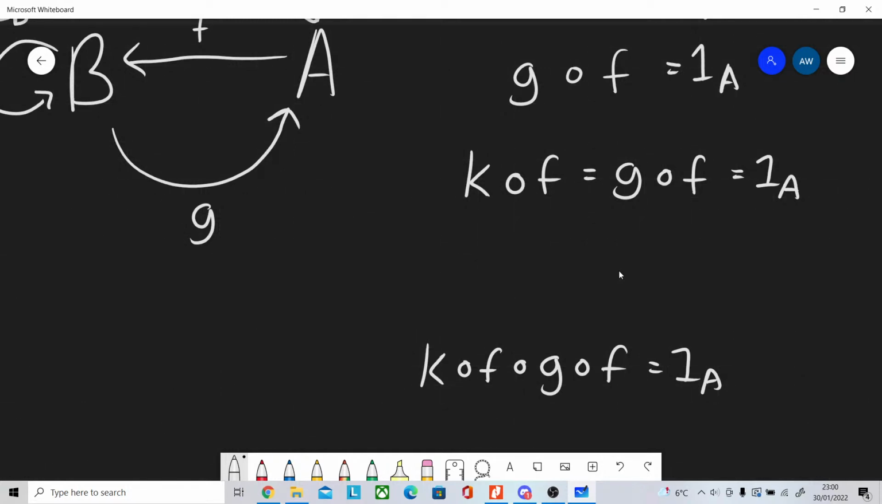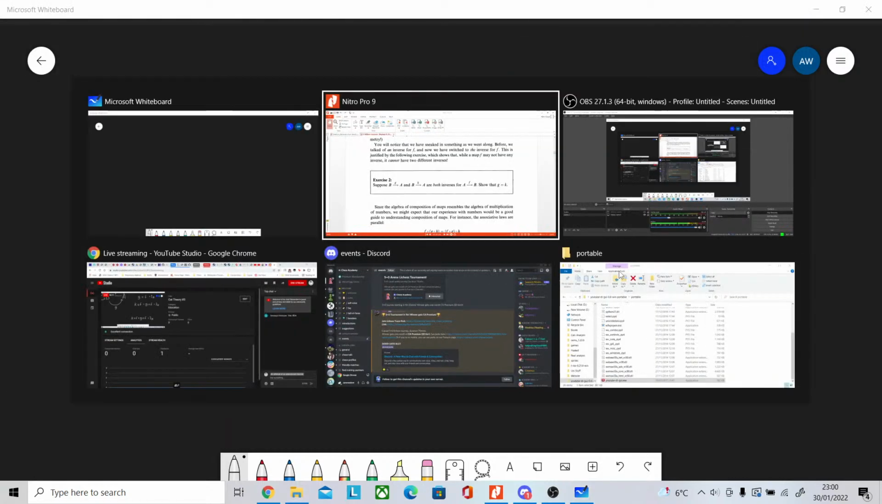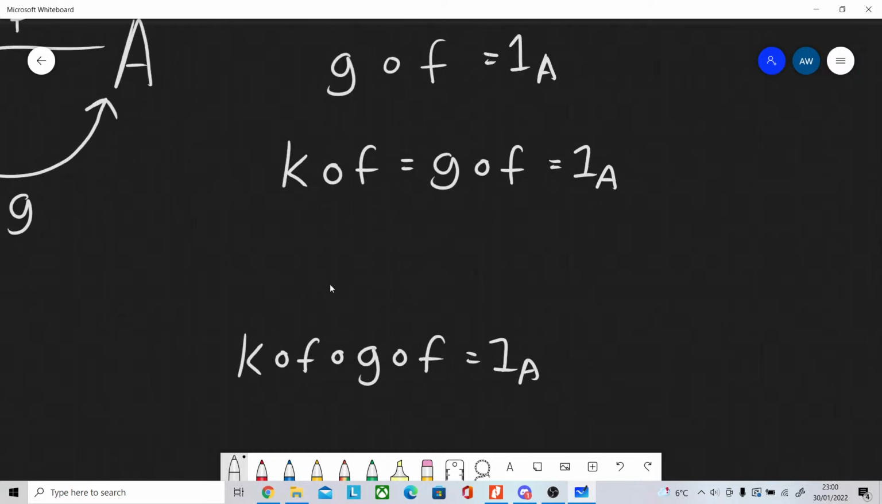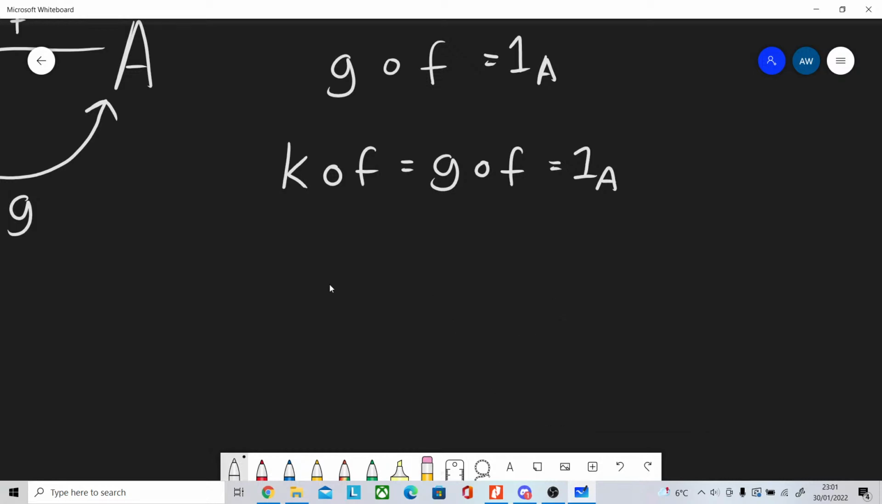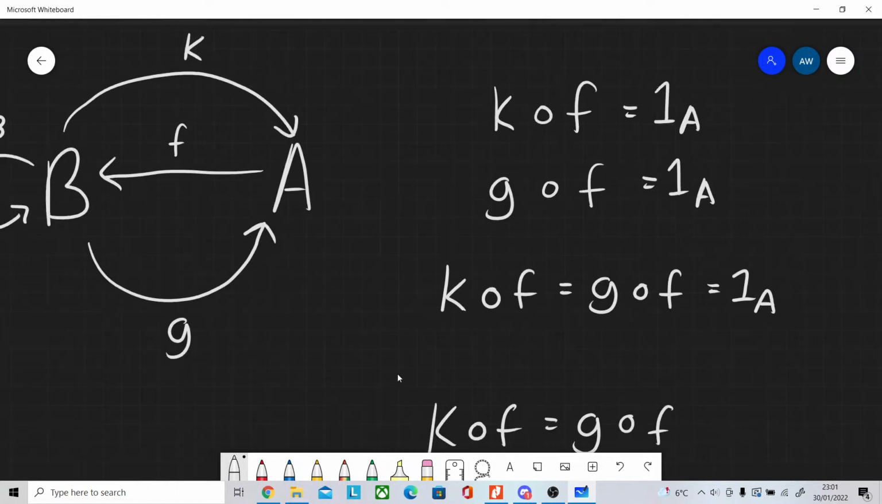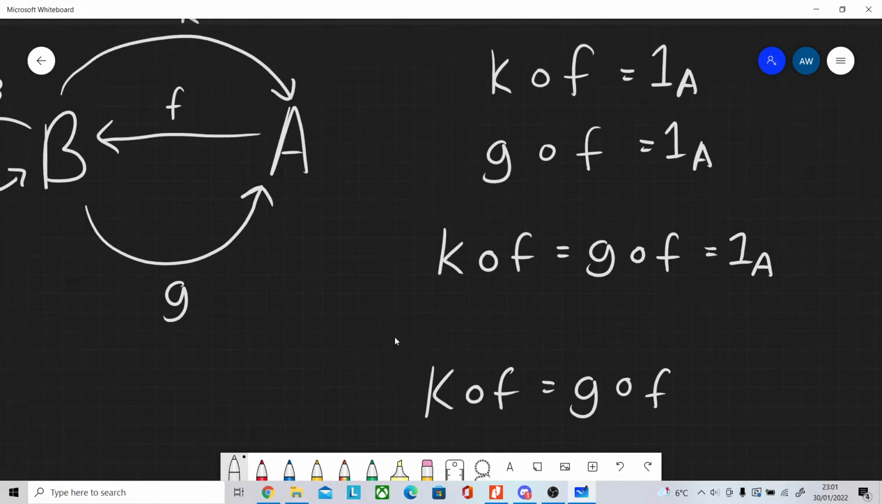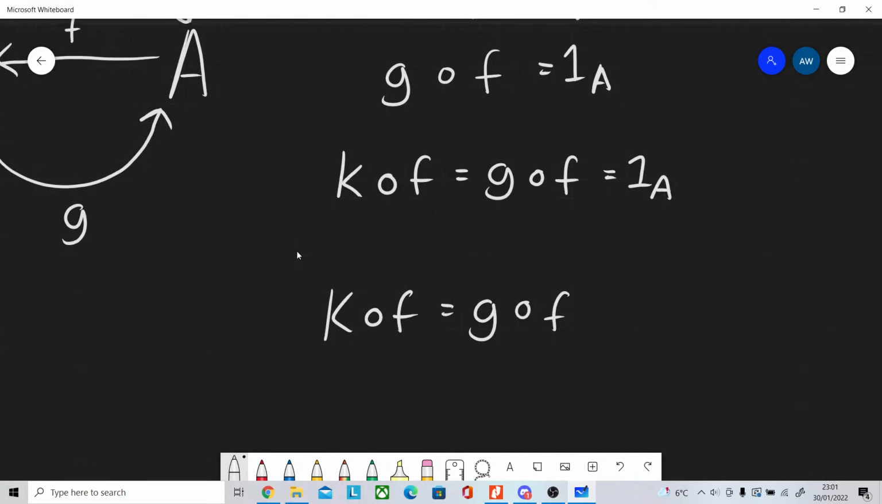Yeah, this wouldn't work. So just follow what I did before, and that would be it. Right? We have kf equals gf. If we add k on both sides, we could even add g on both sides and it will still work.